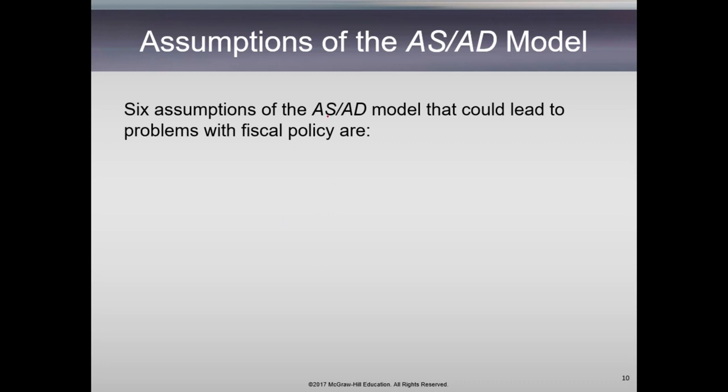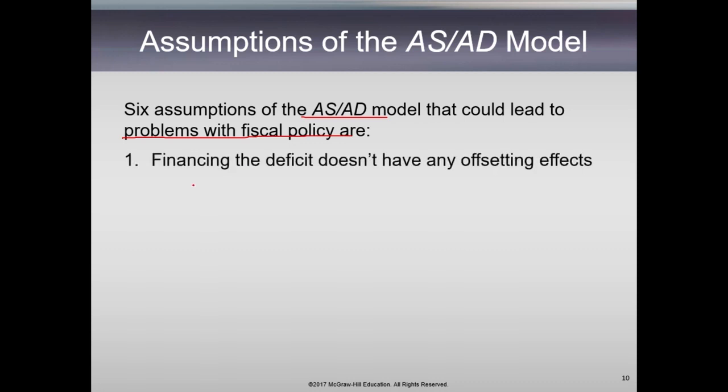Six assumptions of the aggregate demand, aggregate supply model could lead to problems with fiscal policy if we were to relax them. One, financing the deficit doesn't have any offsetting effects. So what we're talking about here is the potential for what I'm going to call crowding out.